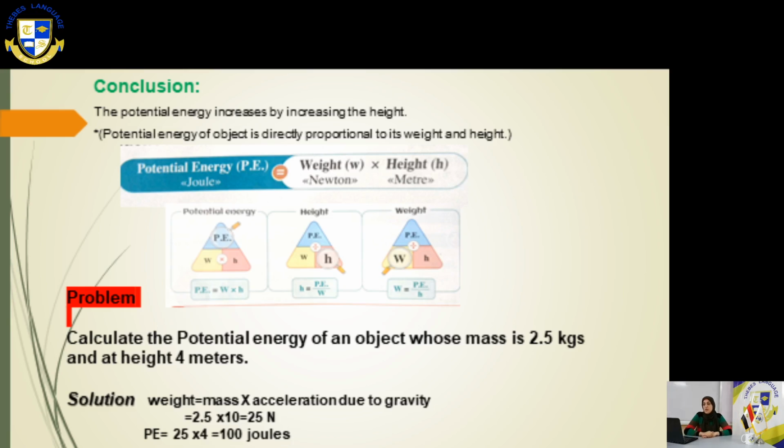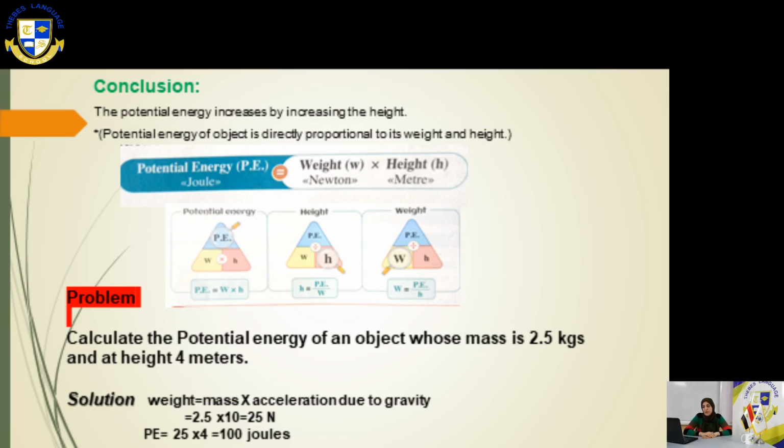Conclusion: the potential energy increases by increasing the height. Potential energy of an object is directly proportional to its weight and height. We have a small law here: potential energy is represented by PE equals weight times height, in Newton and meter. We have three relations here.